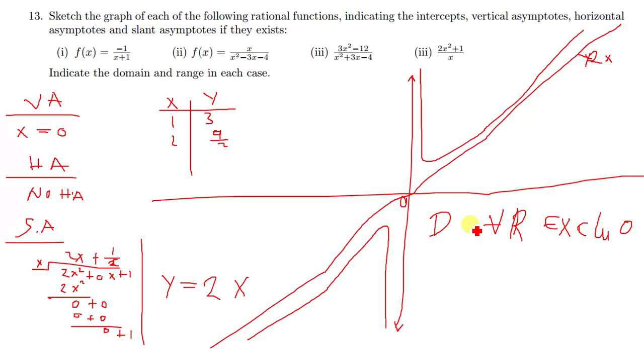And then what is the range? The range is just going to be all real numbers. There's no number that we can exclude from the range in order to have this function undefined. So the range is basically just all real numbers.